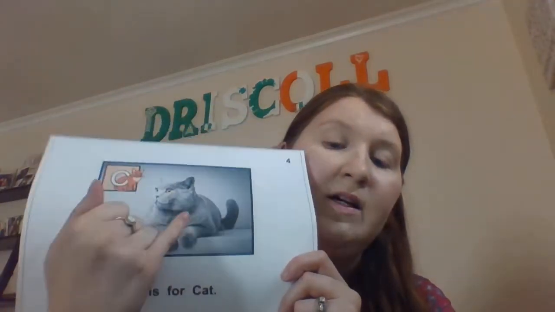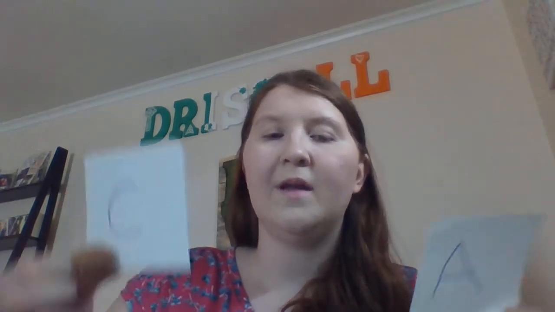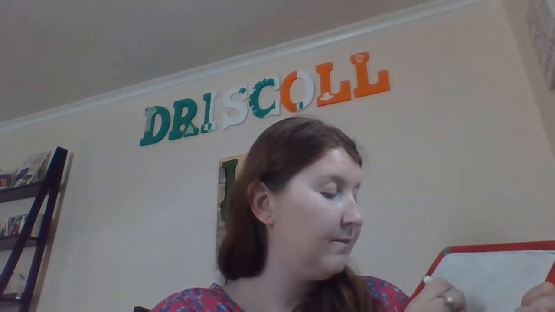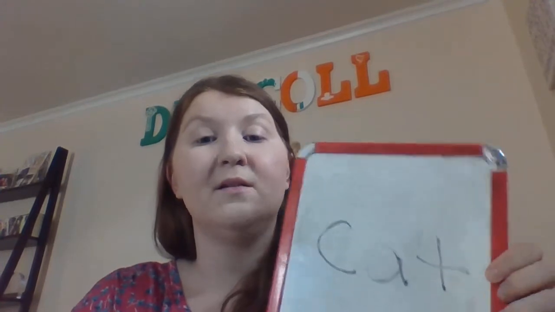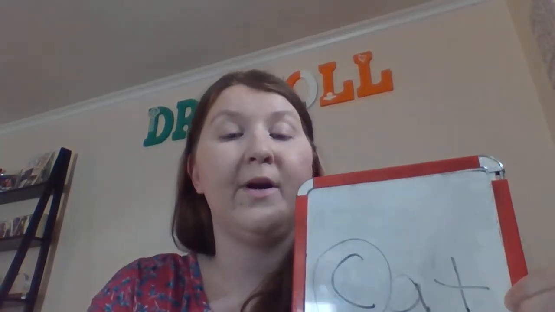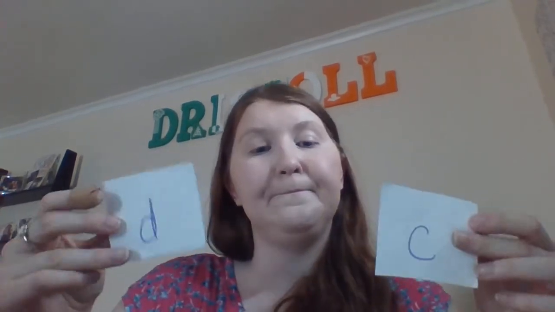C is for cat. Cat. This is our cat. My friends, can you find the cat? Nice job. This is the cat. Cat starts with our letter C. My friends, can you show me the uppercase C? Nice job. This is our uppercase C. Miss Caitlin is going to write cat with an uppercase C. C-A-T spells cat. Miss Caitlin is going to circle the uppercase C. My friends, can we find our lowercase c? Nice job. This is our lowercase c.